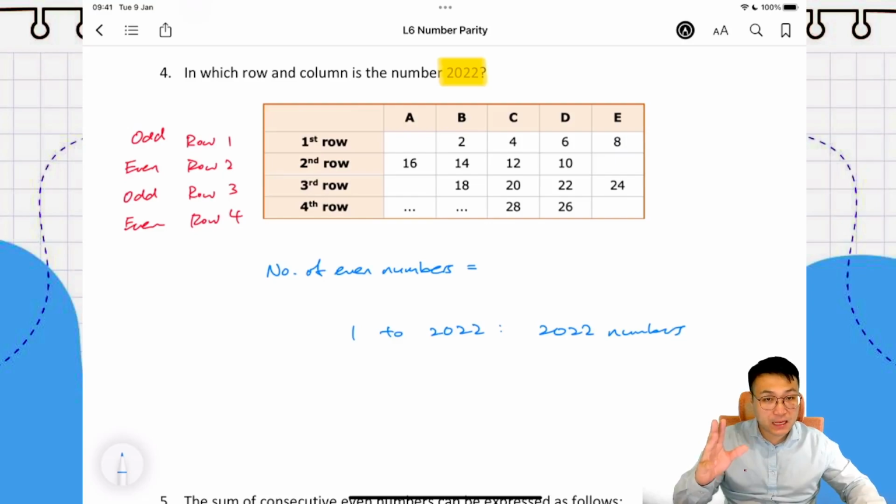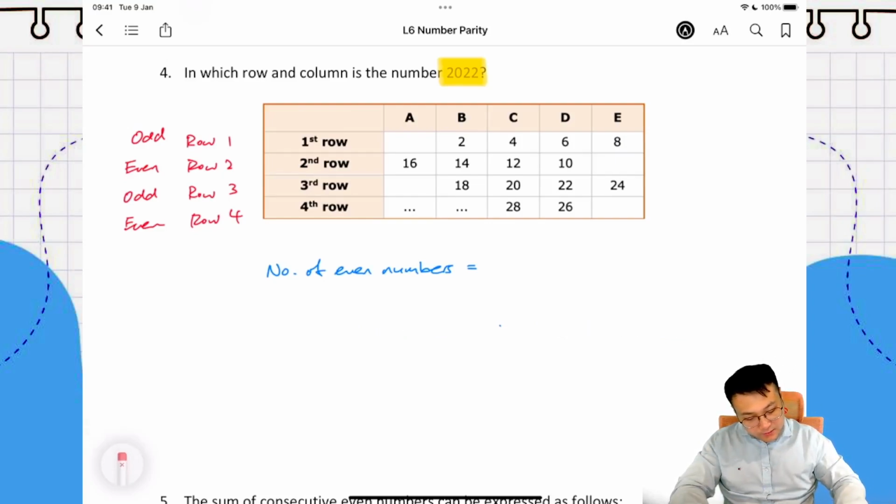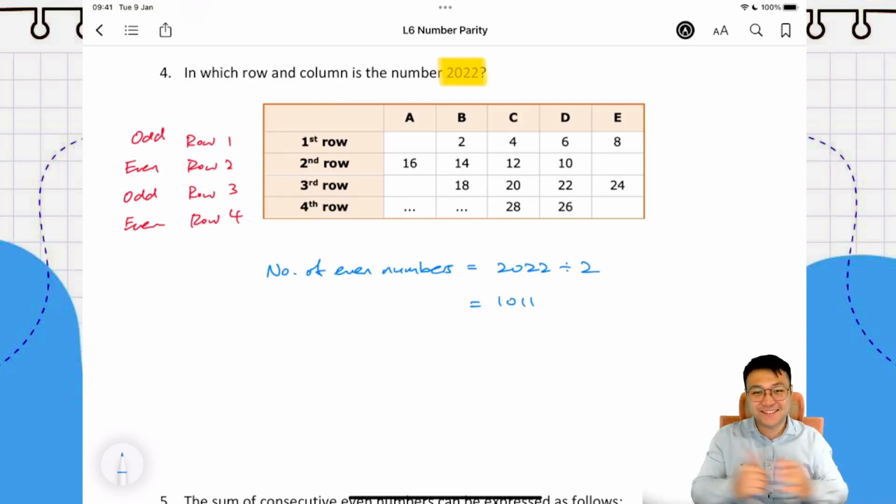Yes, because from 1 to 2022, you have 2022 numbers. Half of them are odd and half of them are even. So if you would like to find the number of even numbers, just divide it by 2 and you realize that you have 1011 numbers altogether in the table up till 2022. Do you agree? Koji? Okay, so we have 1011 numbers altogether.